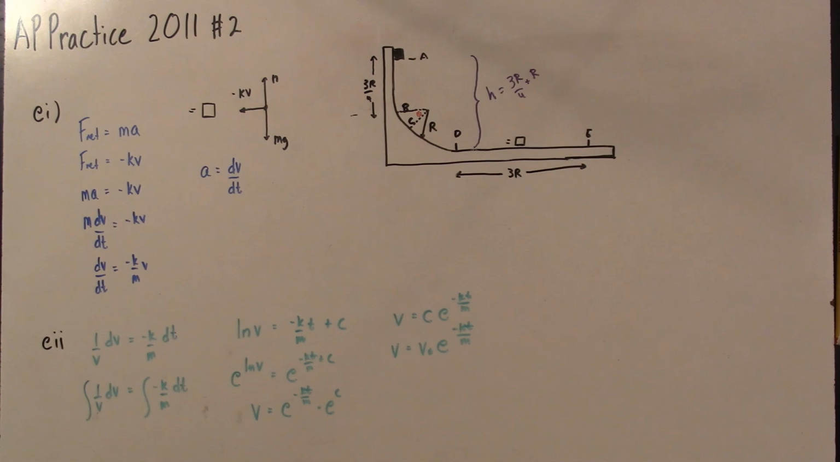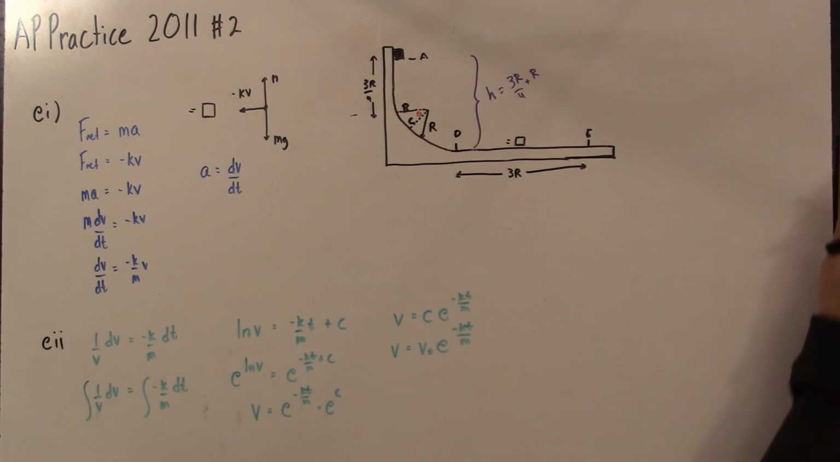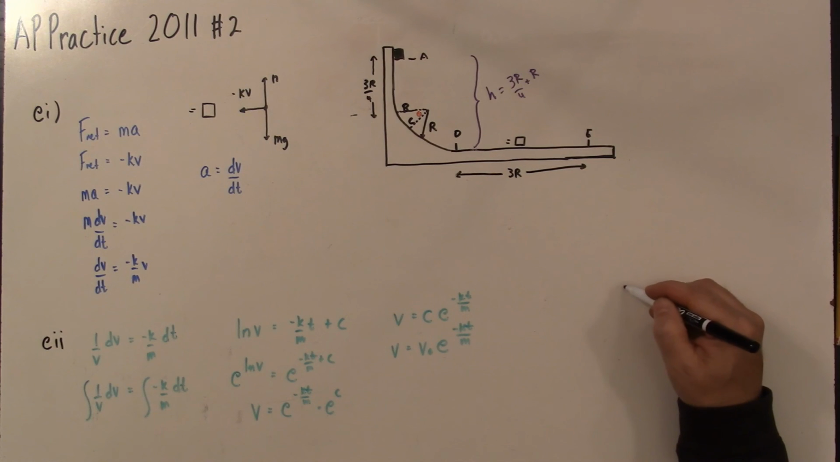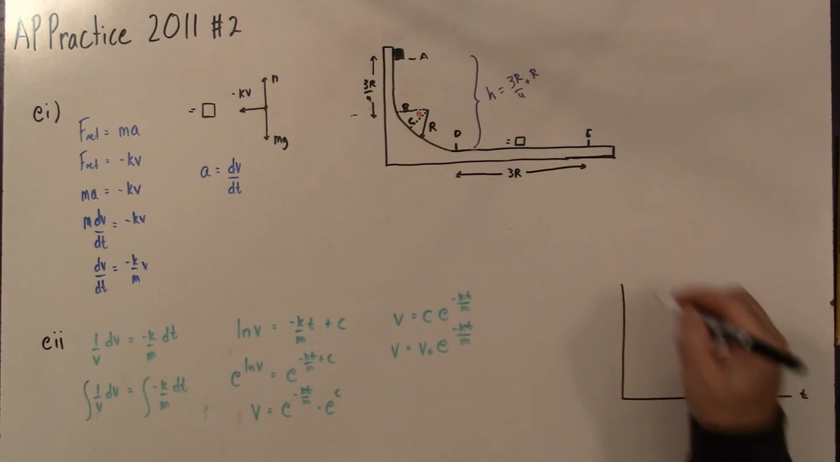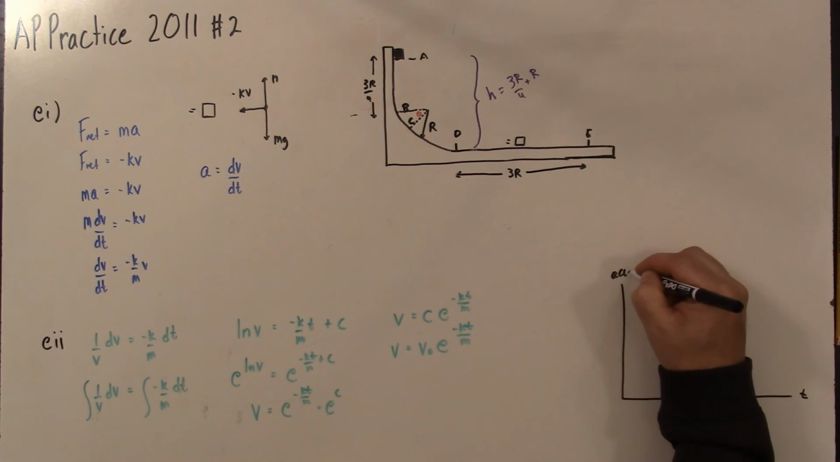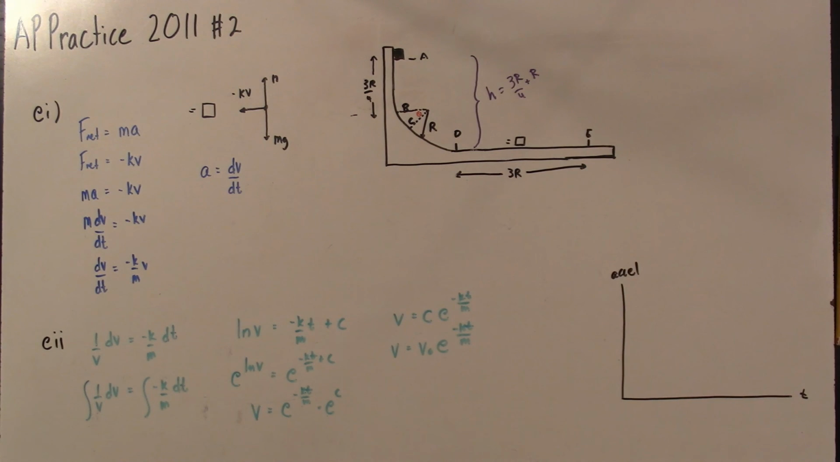The last part here says, on the axis below, draw a graph of the magnitude of the acceleration versus time. Magnitude means they don't want it positive or negative, they just want you to graph the value.